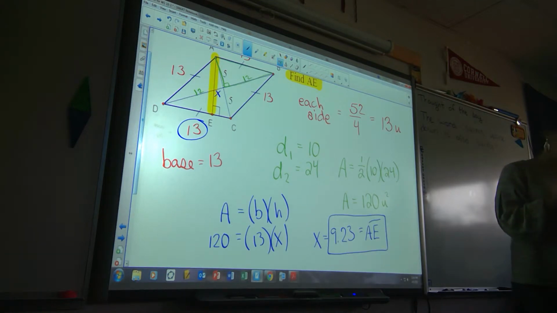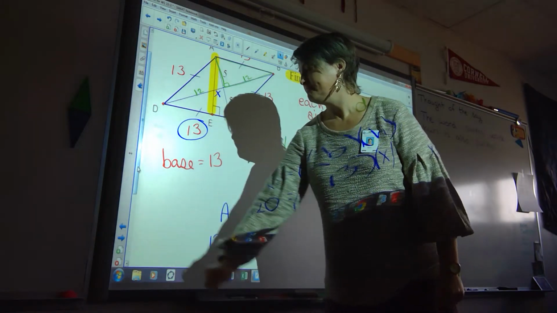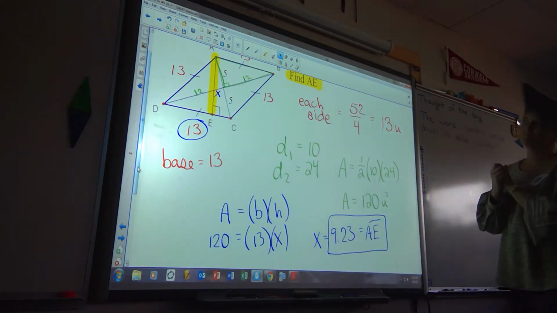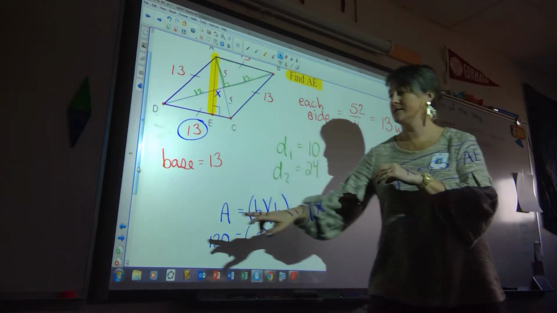All right, so sometimes area is that bridge, that connector between 2 different formulas. That was a lot in one problem. Pythagorean triples, rhombus properties, 2 different formulas.